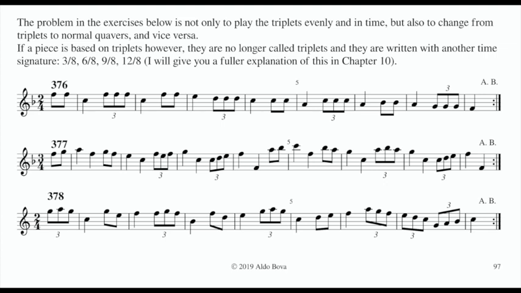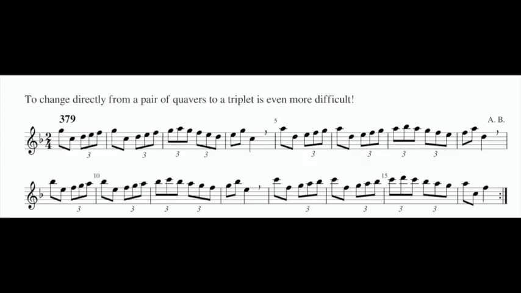My exercises are unusual. It's very rare to find so many triplets and normal notes together. Normally in one piece, you have quaver, quaver, quaver, and then one triplet. And this is the problem. Exercise 379 is very difficult. To change directly from a pair of quavers to a triplet is even more difficult. And for all your life, it will be difficult. I will make noise with my flute on the table, so we'll be sure of the tempo, the beats. 1, 2.